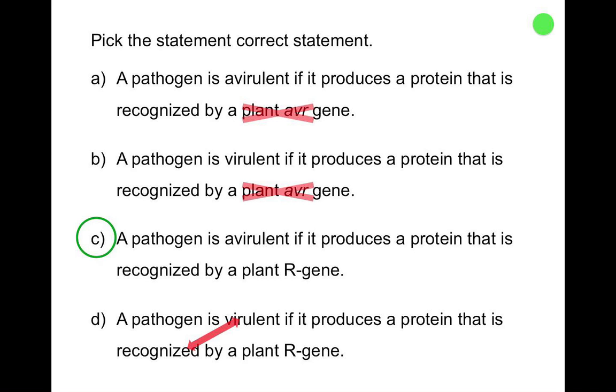A pathogen is avirulent, it does not cause disease, if it produces a protein that is recognized by a plant R gene.